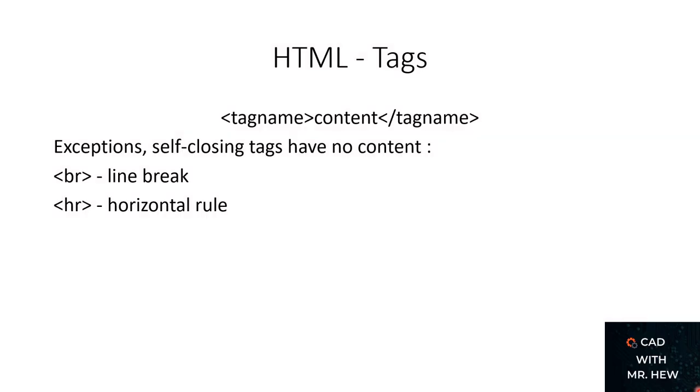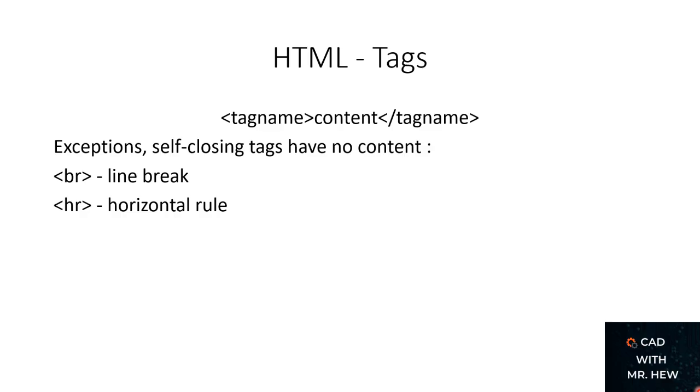Okay, HTML tags. Here we have the tag name, then we have the content that we want to display on our web page, and then we have the closing tag, which has a forward slash and the tag name, as I said in the previous slide. Now, tags come in pairs. So you have the opening tag and the closing tag, and then the content in between the tags.